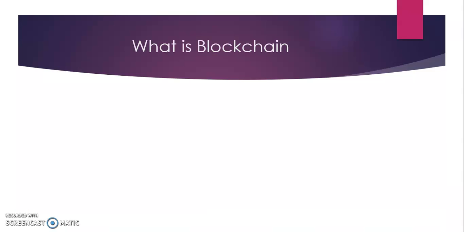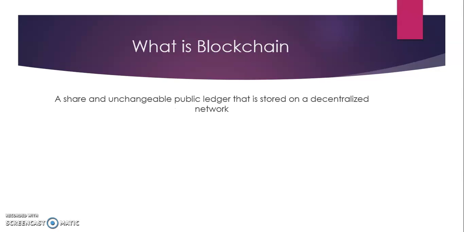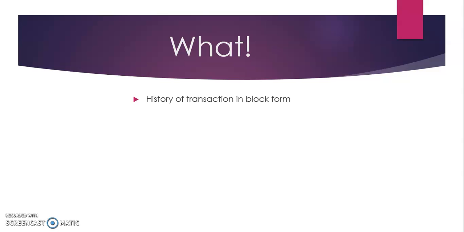So, what is a blockchain? It's a shared and unchangeable public ledger that is stored on a decentralized network. This information can be recorded and shared, but cannot be edited. So, what in the world does that mean? It's the history of transactions in a block form.